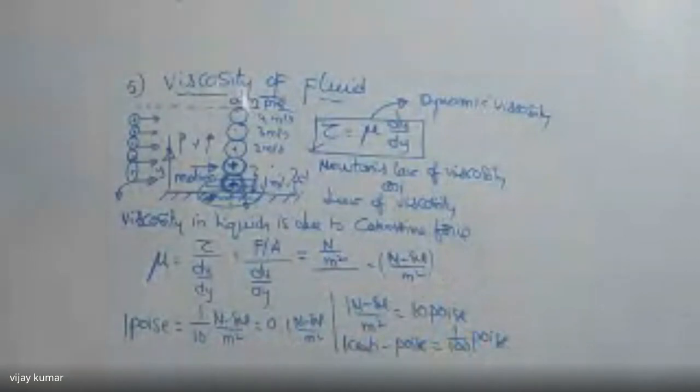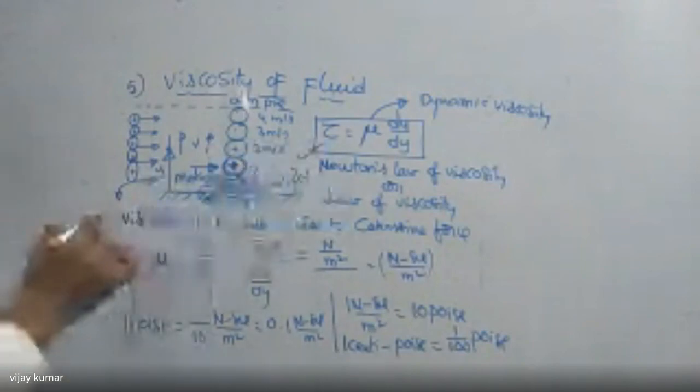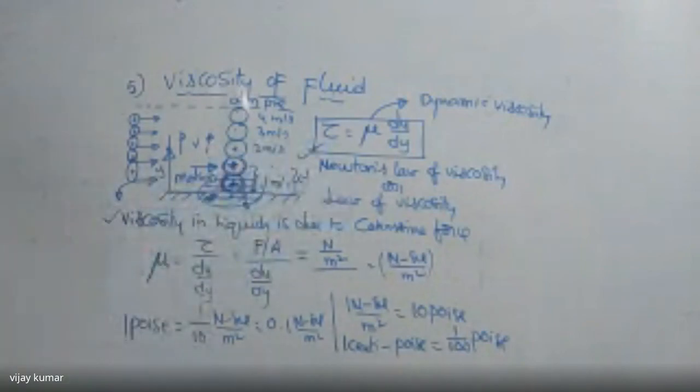So these are the values of poise and centipoise. Viscosity is measured in poise or centipoise, or we can express it in terms of Newton second per meter square. So please take care about those two things. This is the definition of Newton's law of viscosity, the reason for viscosity in liquids, the formula for dynamic viscosity, and the units of dynamic viscosity.